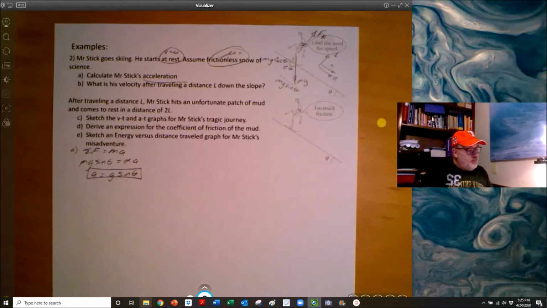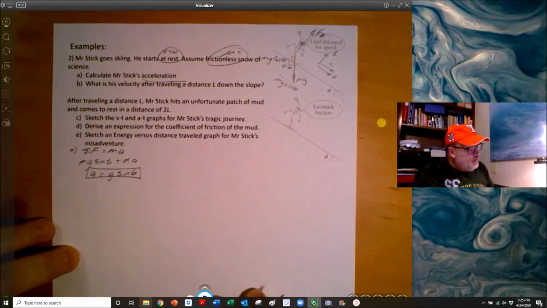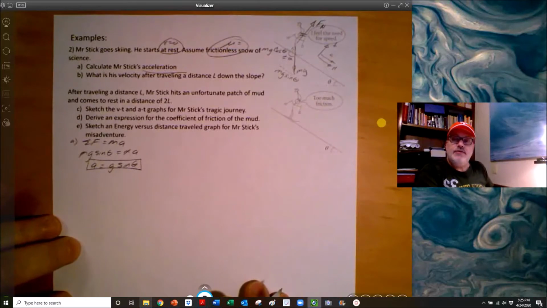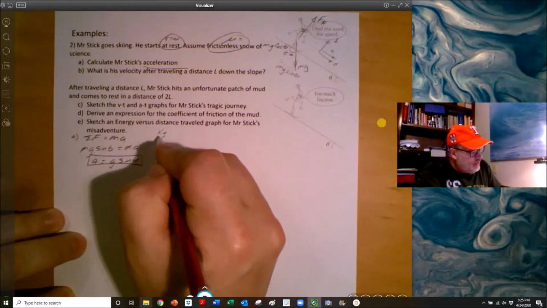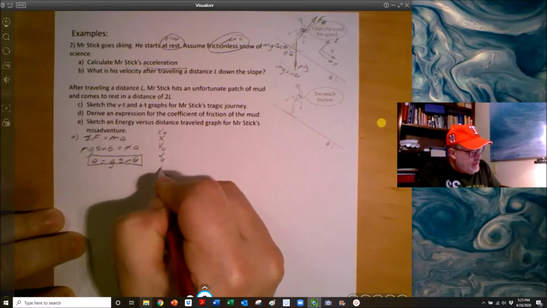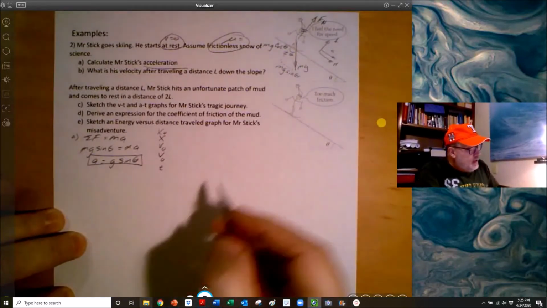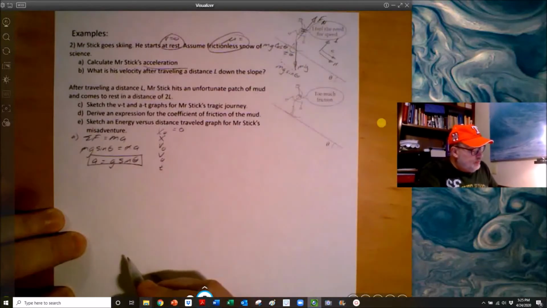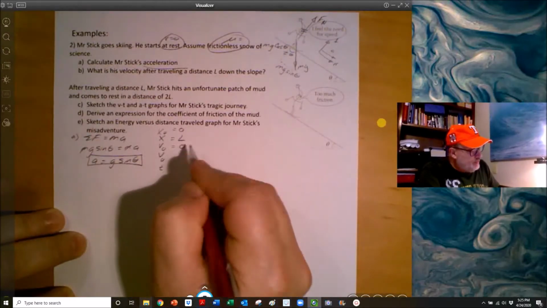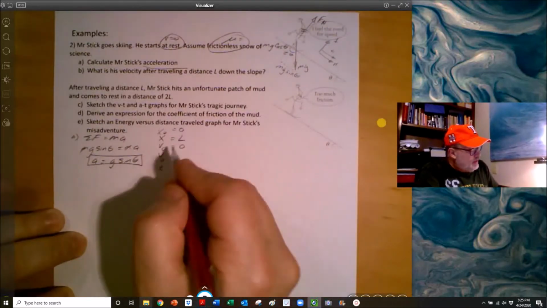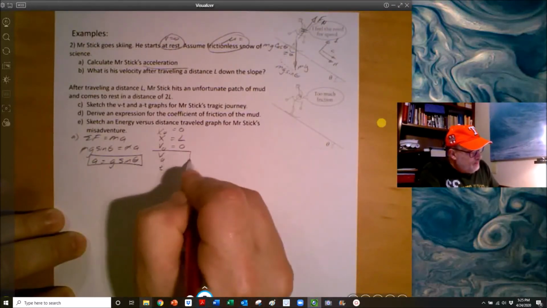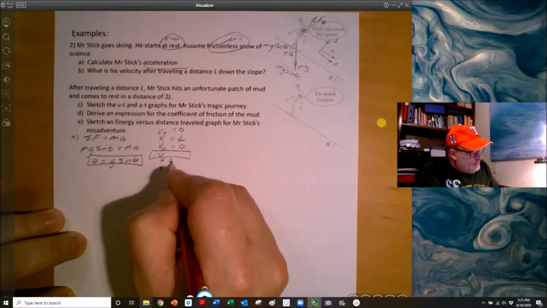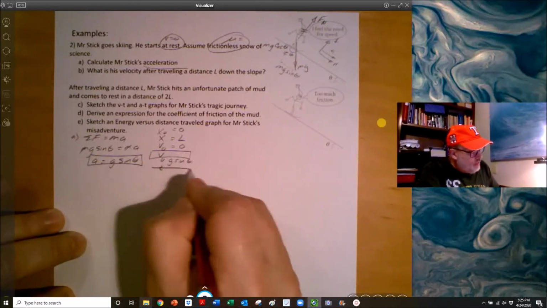All right, part B. What is his velocity after traveling a distance L down the slope? So I'm going to need some kinematics for this. So x naught, x, v naught, v, a, and t. Let's get organized. We didn't say where we started, so let's assume it to be 0. We're going a distance L. The initial velocity was 0 because we started at rest. Our final velocity is what we're looking for. And our acceleration is g sine theta, and we do not know the time.